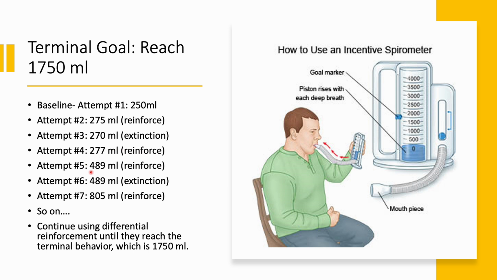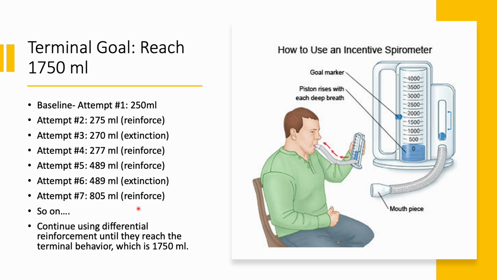Then he tries again, and he blows into the spirometer, and he can reach 489 ml. So that's reinforced. Attempt number 6, again, he blows in and he reaches the exact same point, 489 ml. So that's not quite better. So we're just going to place that on extinction. We say to him, "Oh, you can do better. Let's keep going. Push, push, push." And he blows in there again, and he gets 805 ml. And so we provide reinforcement. You say, "You're doing great, Johnny. Keep it up. You're getting there," and so on.